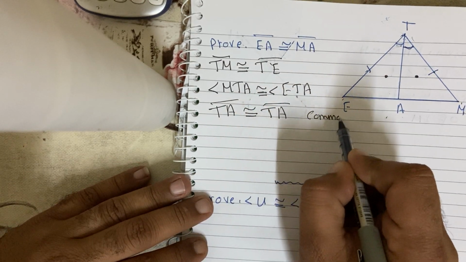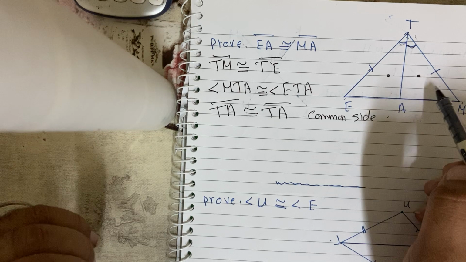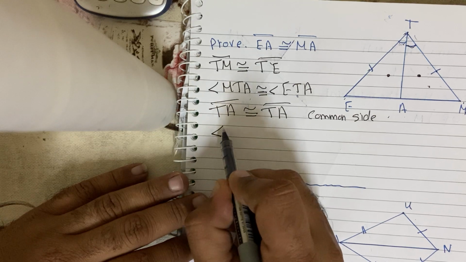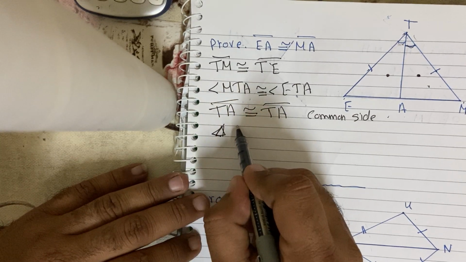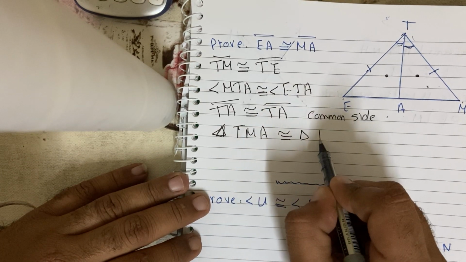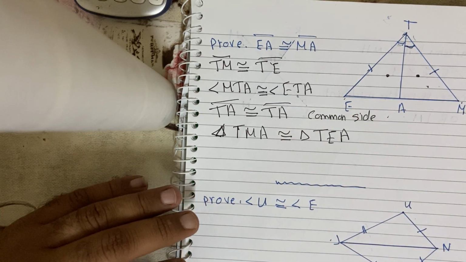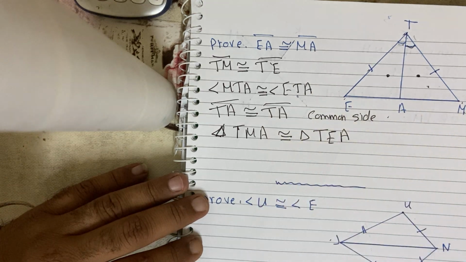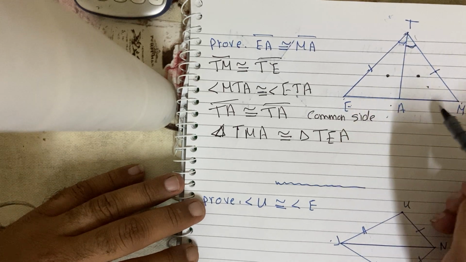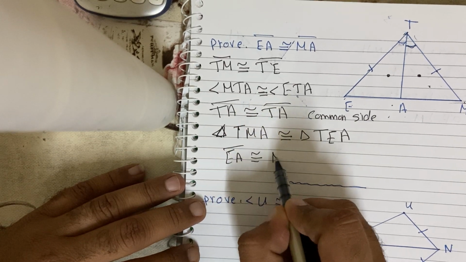Common side between the two triangles, or the side exists here and exists here. So triangle TMA is congruent to triangle TEA. And from the congruency, we are going to conclude that EA is congruent to MA.